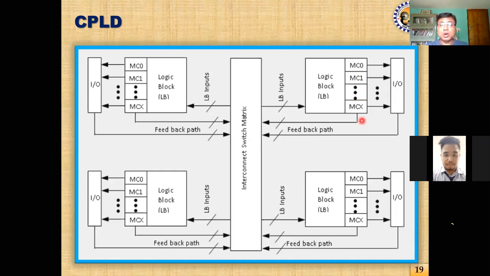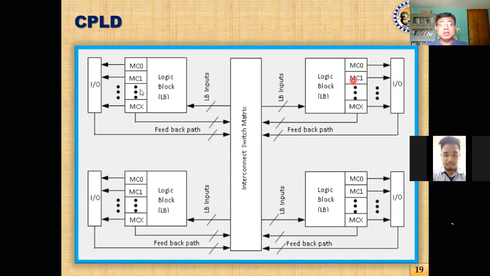If the output of this is not sufficient to implement over here, the output can be fed back, and this feedback can be given as input to another block to expand this. Apart from that, suppose the output generated from this block has to be sent to the outside world, that means outside the IC, then through this line and through these IO pins, you can send it to the outside.